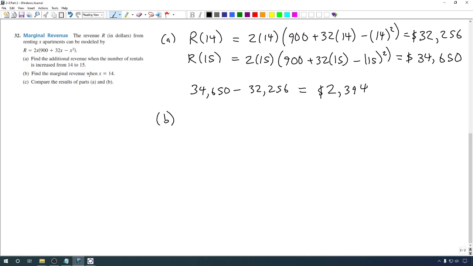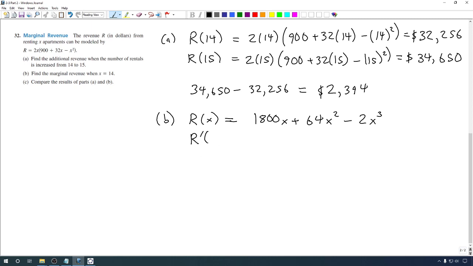In part B, we want the marginal revenue when x equals 14. Remember, the marginal revenue here, we're talking about the derivative. Of course, differentiating this directly as it sits is actually a little bit tricky. We don't have a way to do products yet. That's actually our next section. But because we can just distribute the 2x to each term, let's go ahead and do that. So r of x is really 1800x plus 64x squared minus 2x cubed. And notice I just put an additional x on each term, and I multiplied each term by 2.